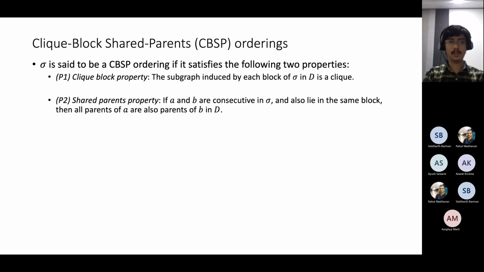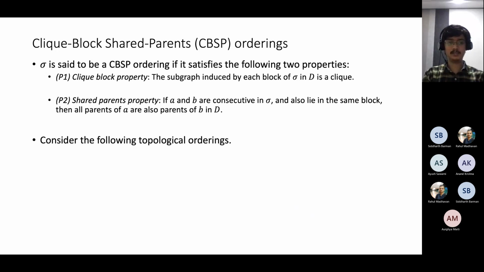And the second property is the shared parents property. So what does it say? It says that if A and B are consecutive nodes in sigma, and are in the same block, then all parents of A are also parents of B in the DAG.